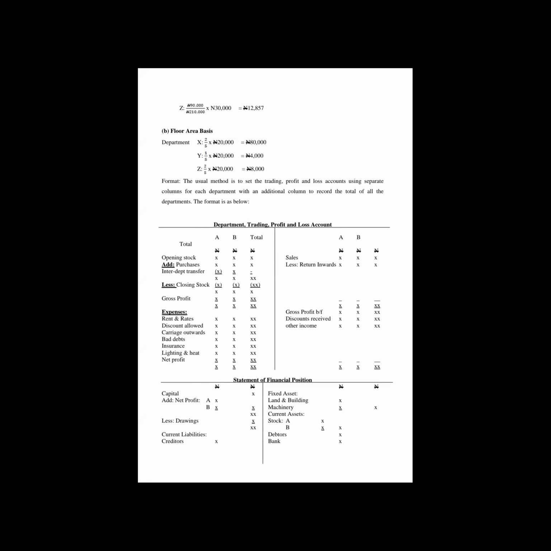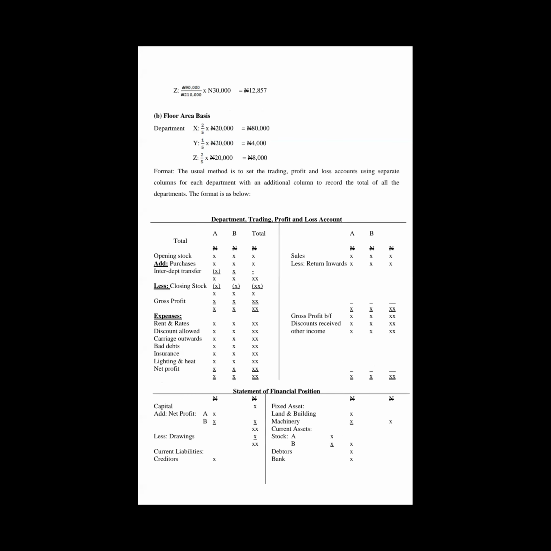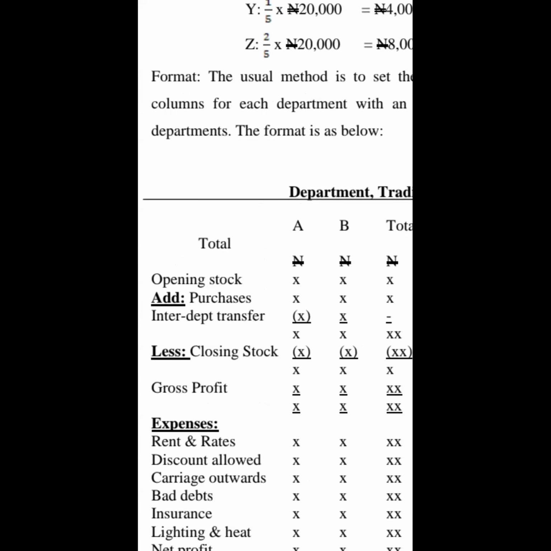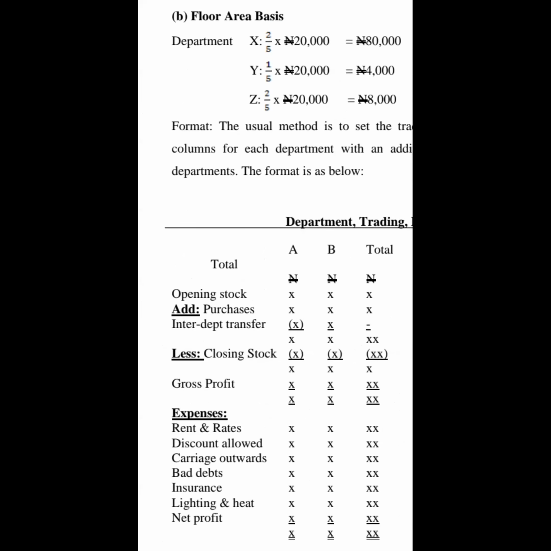So here we have departments A and B and the total. If you check it very well, you see opening stock. We have opening stock for A, opening stock for B, and the total opening stock. We also have purchases, interdepartmental transfer. If you look at this part very well, the interdepartmental transfer is where those transfers normally take place, if it is the type of department that usually transfers, which is the dependent department that we explained earlier. So this is where you're going to do the adjustment under these departmental accounts.